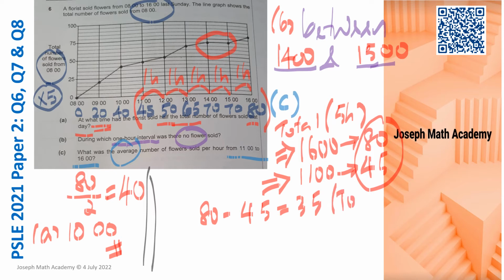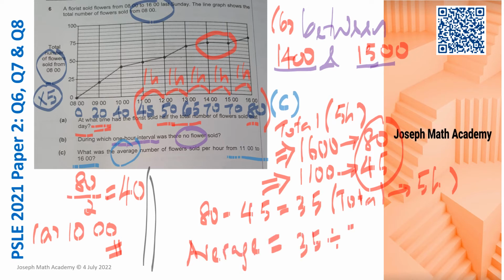So I put the total. And remember, this total is for a 5 hour interval. So to find the average, we just take the total divided by 5. That gives us 7. And 7 is the answer for part C. Question 6 is done.